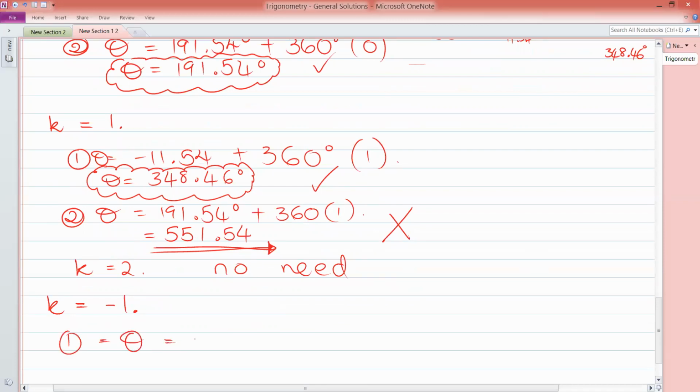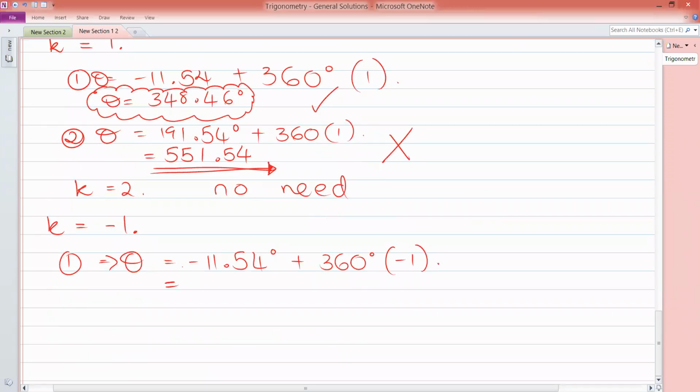Okay. So theta equals -11.54 degrees plus 360 multiplied by negative 1. Now here, what you're going to get is negative 371.54. Is this value within the range negative 360 to 360? Should I take this answer or should I discard it? Discard. Perfect. So I'm not going to use that one.